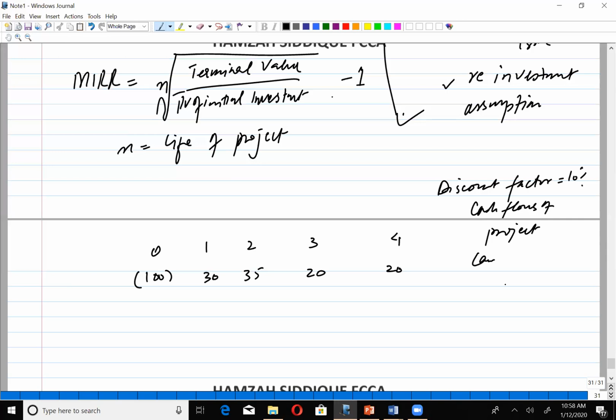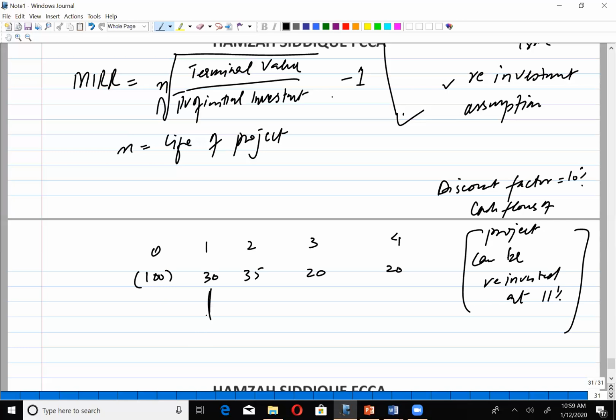Cash flows of the project can be reinvested at 11%. You see here, the reinvestment assumption. We are going to incorporate that. If the question does not tell us this, then we can assume that cash flows are reinvested at the cost of capital. We can write that assumption. Students, I'm going to solve it.